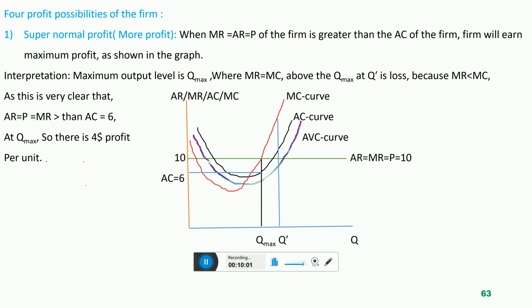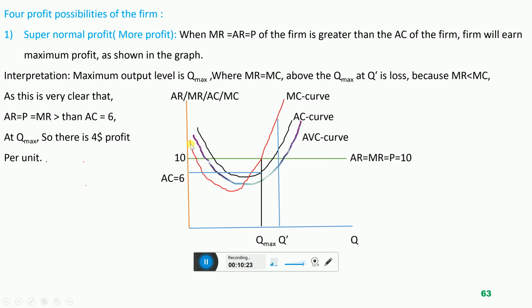Marginal cost is more than marginal revenue. Marginal cost is 14 here and marginal revenue is 10. So 14 is more than 10, cost is more than revenue. So the company is in loss. What to do? The company should increase output, produce more, increase productivity to decrease cost.